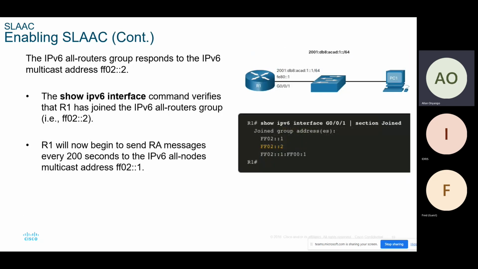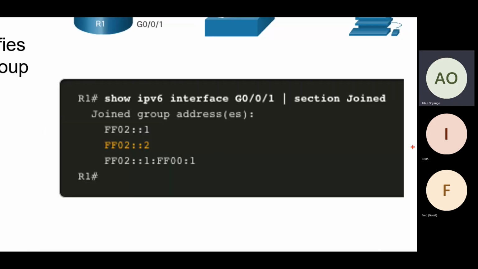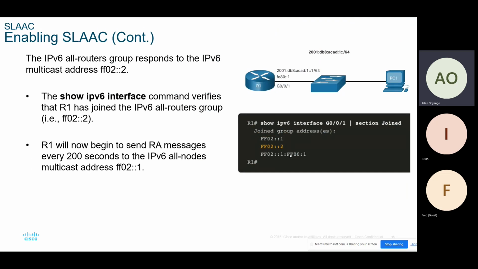Now, it's also important to note that some of these show commands, like show IPv6 interface G0/1, can be filtered to only reveal the section for joined groups. Of course, that is going to give you the FF02 addresses. These are our multicast addresses. Remember, IPv6 does not have broadcast addresses. Very, very important to note. IPv6 does not have broadcast addresses, but it does have multicast, which begins with FF.